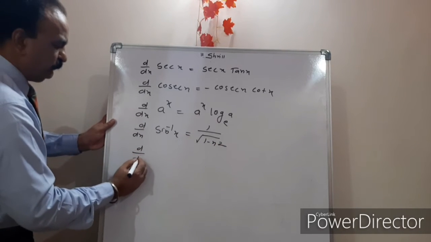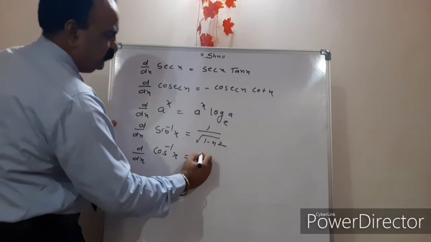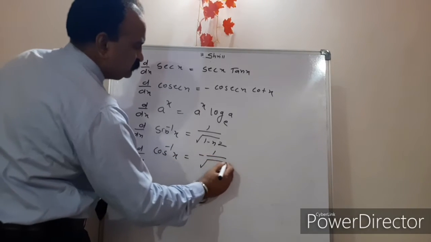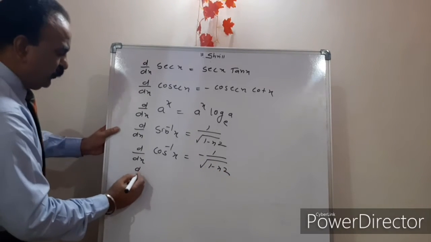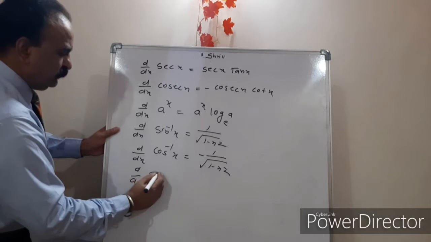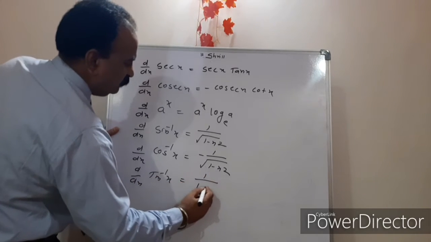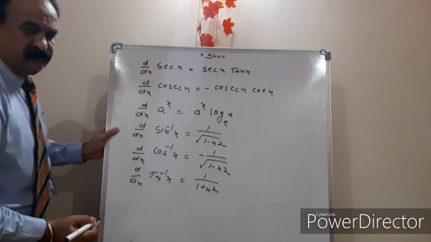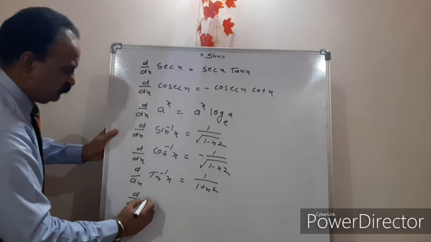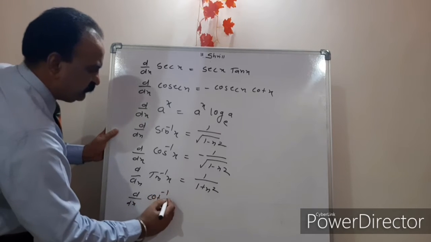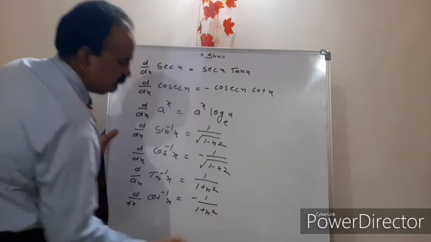d/dx of cos inverse x is equal to minus 1 upon under root 1 minus x square. d/dx of tan inverse x is equal to 1 upon 1 plus x square. d/dx of cot inverse x is equal to minus 1 upon 1 plus x square.